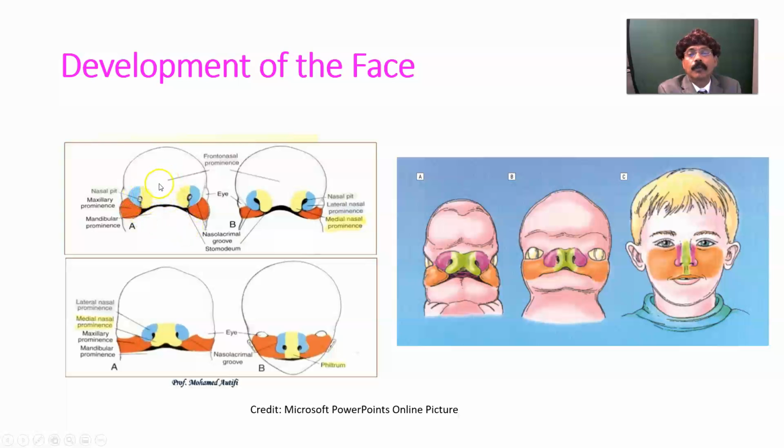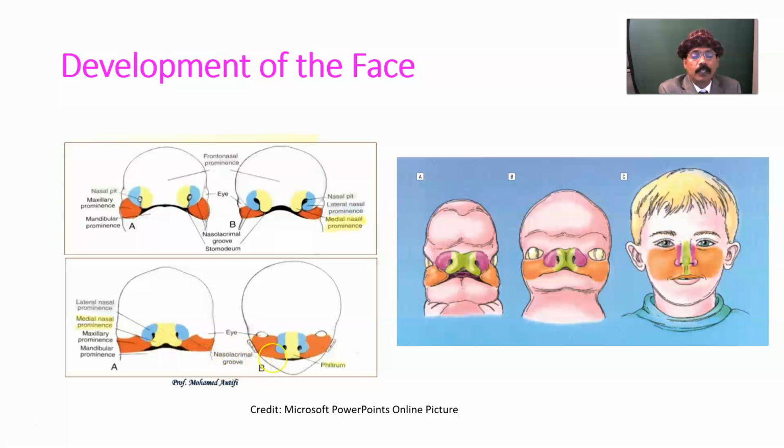In the frontonasal prominence, in the anterolateral aspect, there will be nasal pit formation, and by the side of the nasal pit, we have the medial nasal prominence and lateral nasal prominence. The upper lip is formed by the medial nasal prominence and the maxillary prominence. The ala of the nose is formed by the lateral nasal prominence.